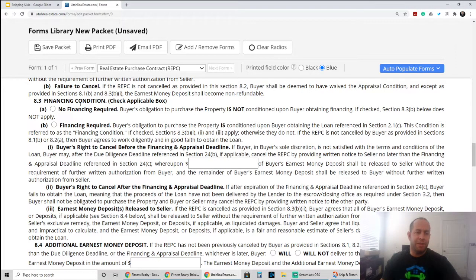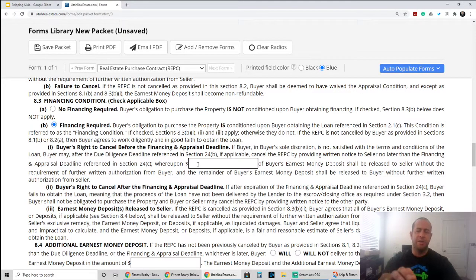All right, financing condition. If your clients need financing, then make sure you mark financing is required. And make sure that you understand that when you have financing required, you can protect your clients here if they don't get the interest rate they want, if they can't get the loan they want, if the process isn't what they want, they can breach the contract for financing.